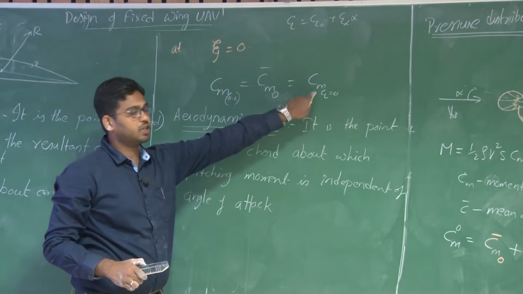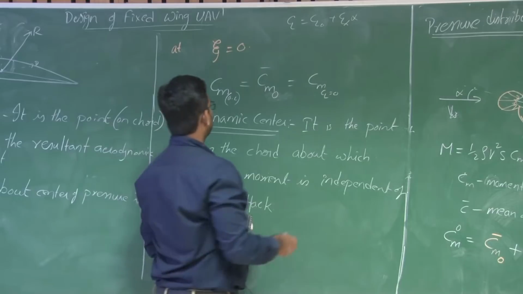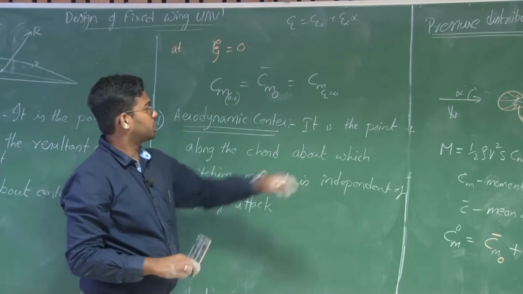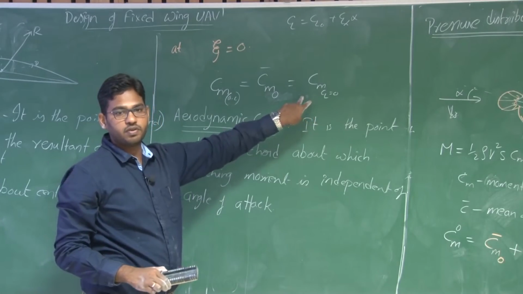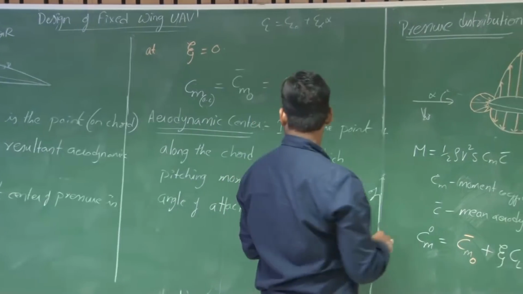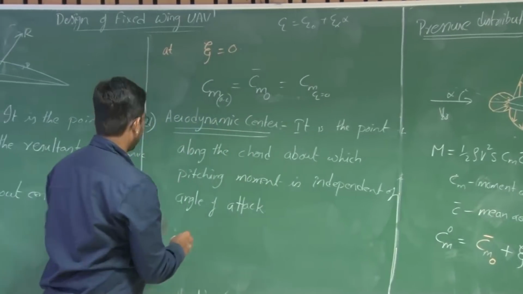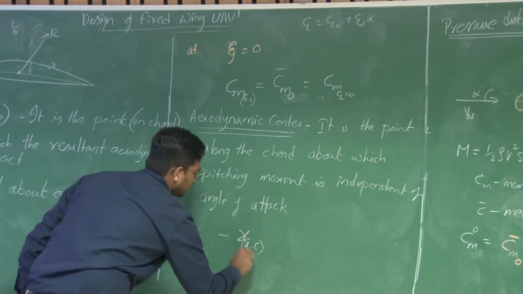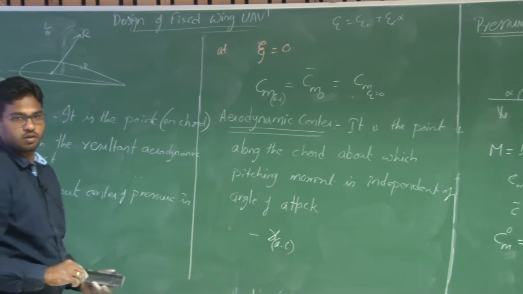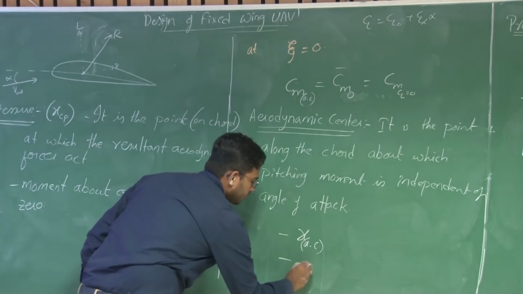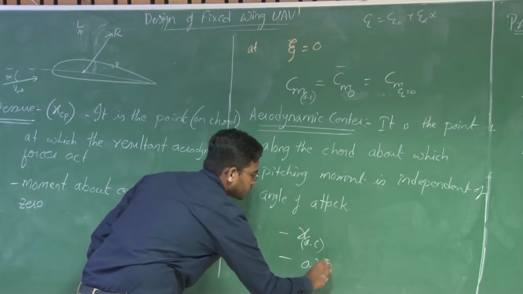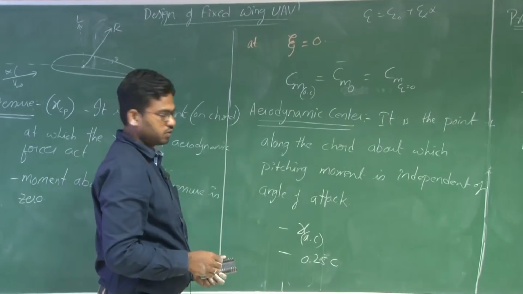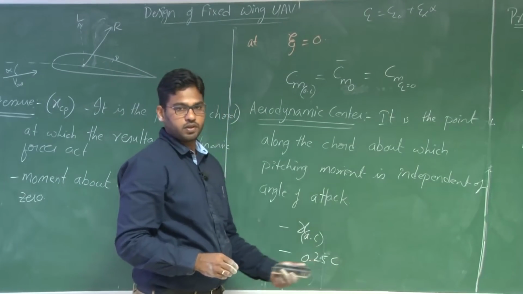That value is Cm at Cl equal to 0. So this is like Cm about the aerodynamic center, which remains constant irrespective of angle of attack. Why does CMAC exist? You call the aerodynamic center XAC. For low speed, it is observed that it lies at the quarter chord, almost at 0.25 of C.